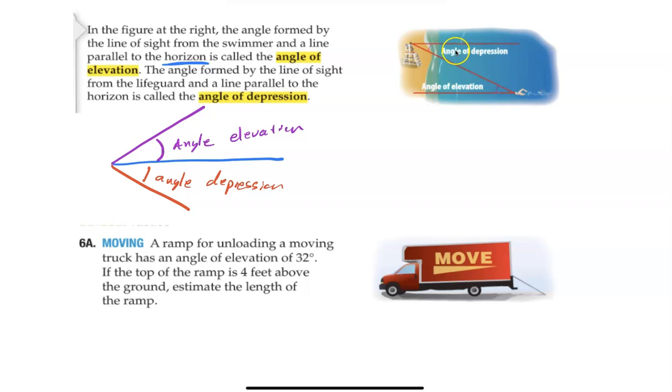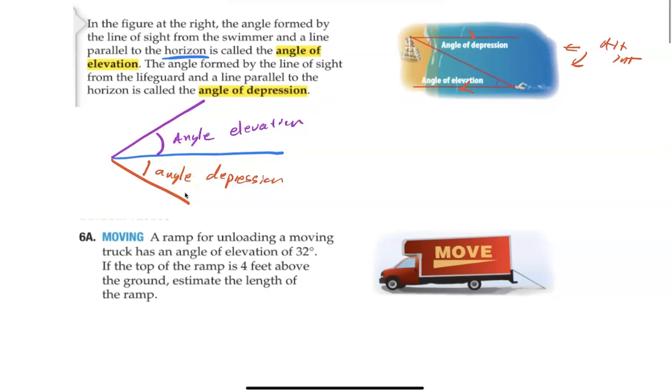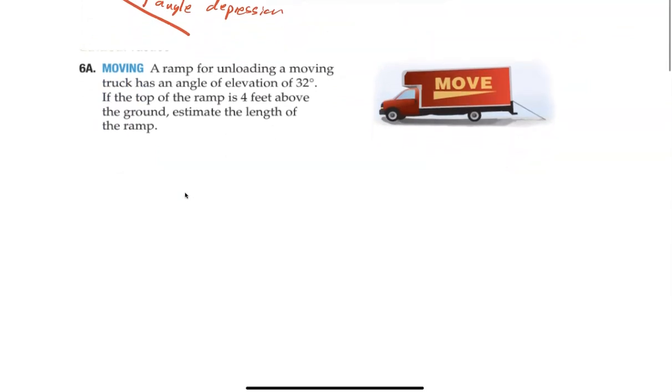Now from here, if these two lines are parallel, then these angles are equal. They're alternate interior angles. So if you have a picture like this, then the angle of depression and angle of elevation are the exact same angle. But the way you generally draw it is a horizontal line, the angle above it is the angle of elevation, and the angle below that is the angle of depression. So let's use that to solve more problems.